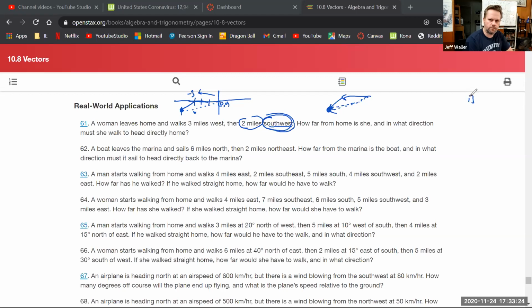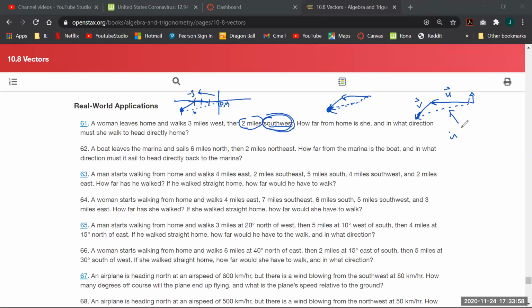So she starts at home. Here's a little house. And she goes 3 that way. And then she goes 2 that way. Let me do a little bit almost to scale. And so I want to know what this is here, right? I got to figure out what that vector is. What are these vectors doing to each other? What is this result? What is the vector algebra that I have to do? So here's vector u, here's vector v. How do I get this result? How do I get this? Do you add them? Yes.